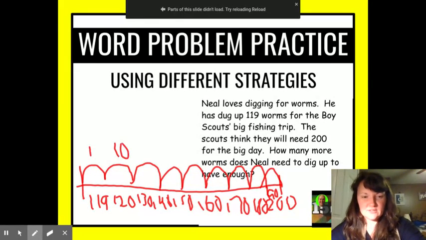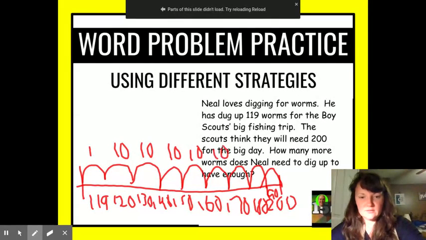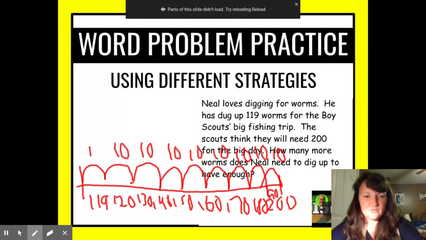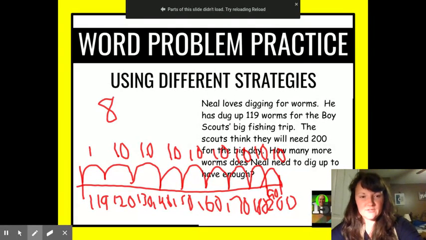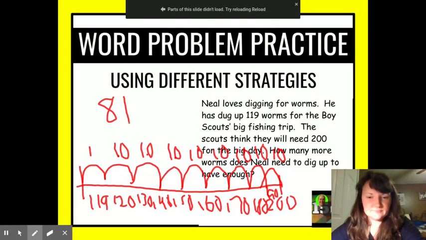Now we have 10, 10, 10, 10, 10, 10, 10, 10. So we have 10, 20, 30, 40, 50, 60, 70, 80. Plus the 1 hop, so our answer is 81. Go ahead and write that in your notebook.